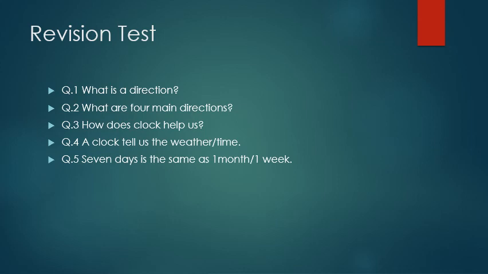Third, how does a clock help us? Fourth question: does a clock tell us the weather or time? Two options are there, weather or time. You have to choose the correct one. Question number 5: 7 days is the same as 1 month or 1 week. You have to choose the correct answer. So this is the short revision test of chapter number 15 and you have to do it in your EVS copy.